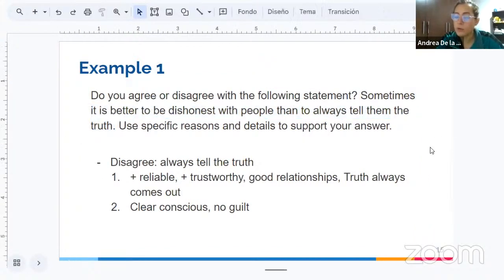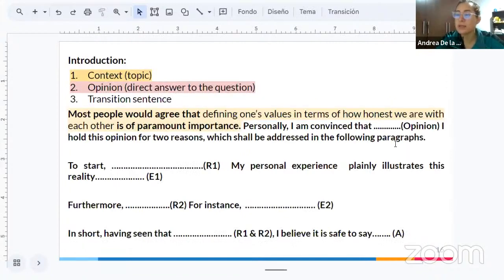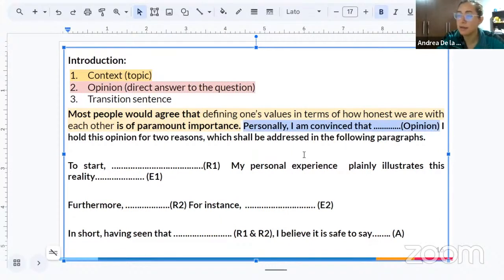Okay, but it is really important that in your introduction you answer the question directly, that it's clear by the moment that the reader reads your introduction what your opinion and what your answer is. And that's what you're going to do in the second sentence. Answer the question as directly as you can.